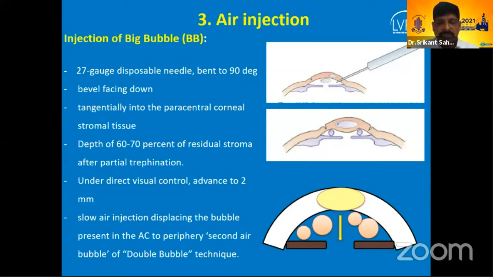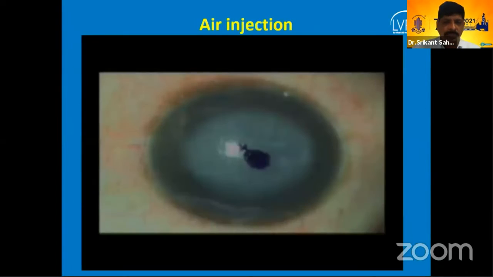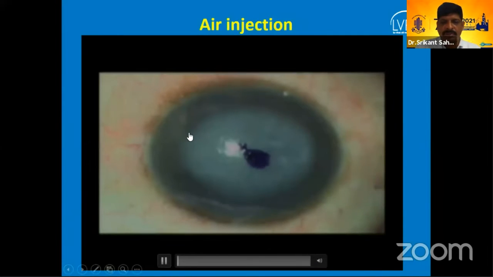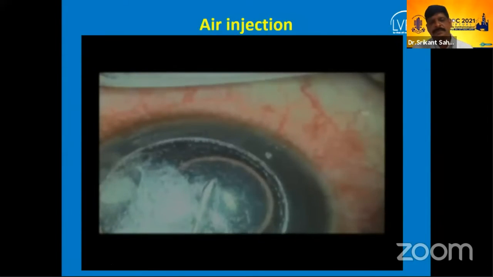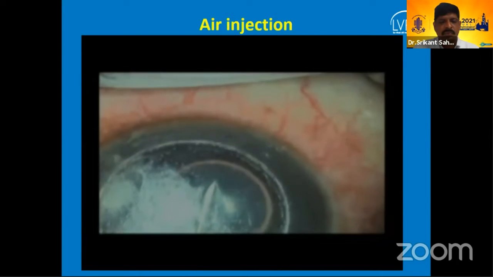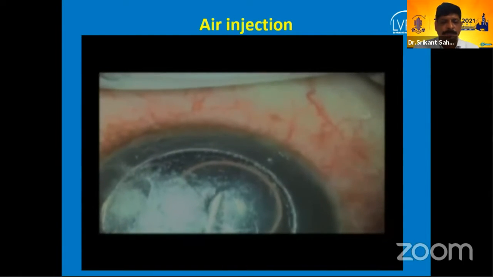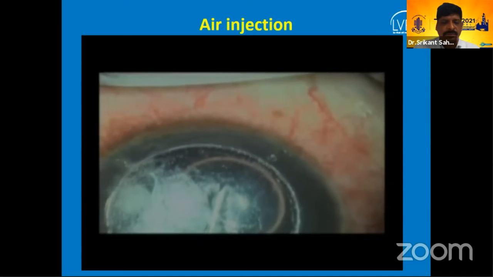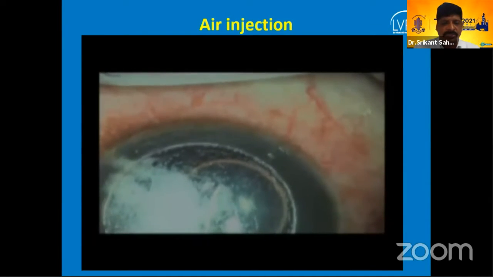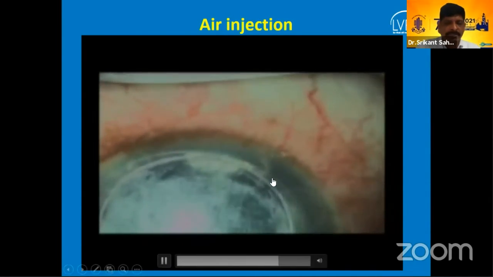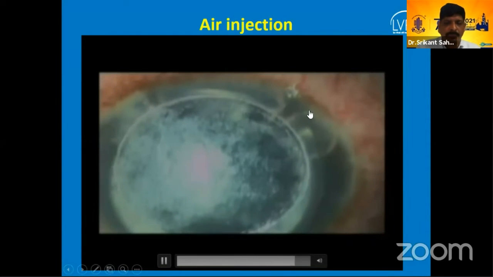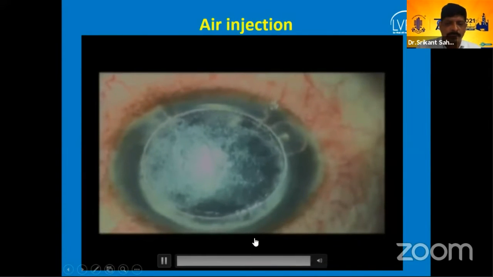Once you are in the right plane to enter, go to 70% depth, and with direct visualization, go to the center, dip it down, and then inject the air slowly. Now, this is a case of macular dystrophy where I take a trephination. Look, I just wait for some time and give pressure slowly. Once I am in the right plane, I start giving pressure. You see the small bubble here. This moves out. This is the big bubble, and this is the small bubble which has moved, showing the formation of the big bubble.